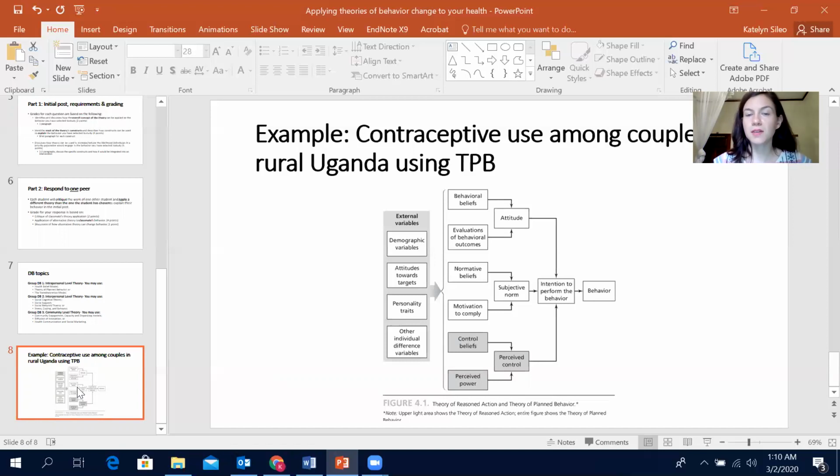So an example of behavioral beliefs, which influence attitudes, is: how do people feel about contraceptives? What are the attitudes and beliefs around contraceptives? If there are beliefs that there are major side effects, which is a barrier here, then they're going to have a more negative attitude towards using contraceptives. So attitudes about whether they're effective, whether they're going to cause major side effects, that is a behavioral belief that influences a positive or negative attitude. The evaluation of behavioral outcomes is related to that, and also influences attitudes. If I use this method, will it actually reduce my rate of pregnancy?